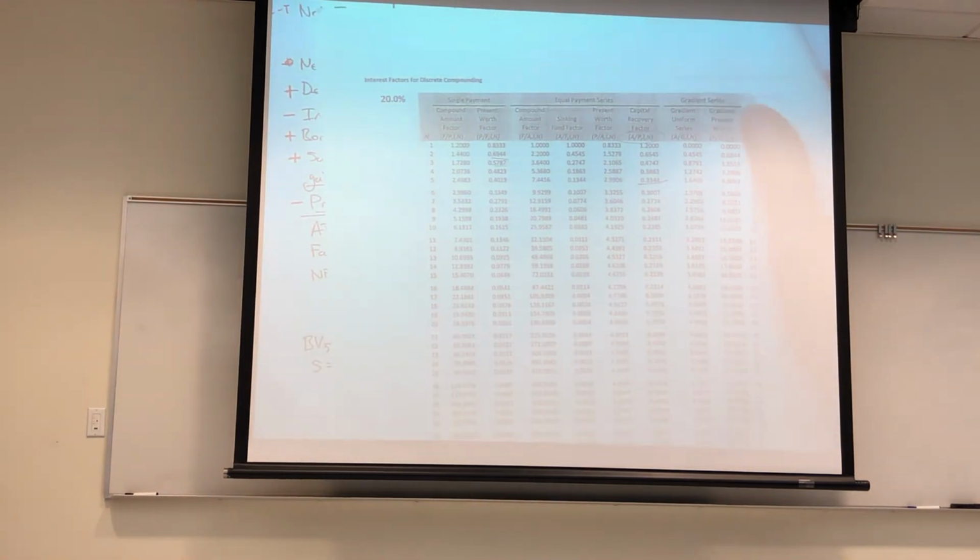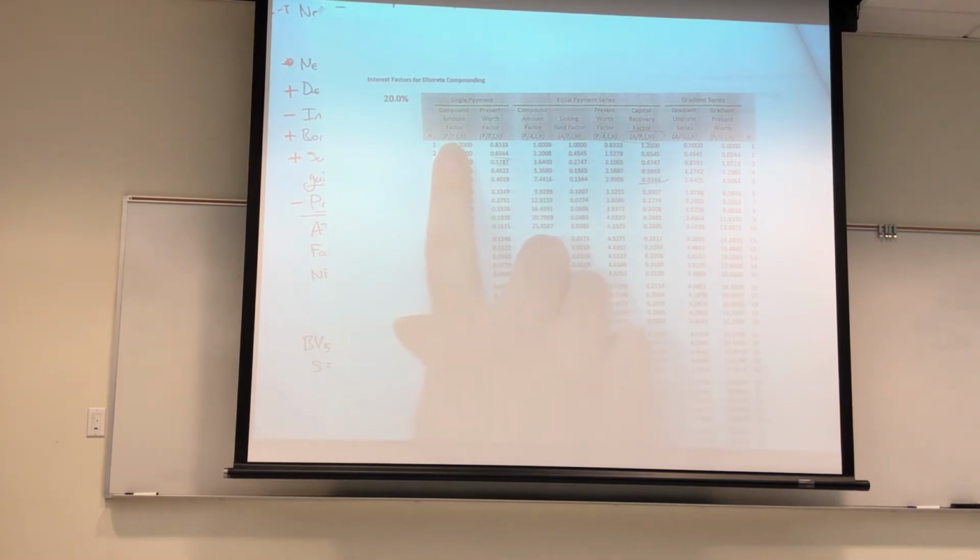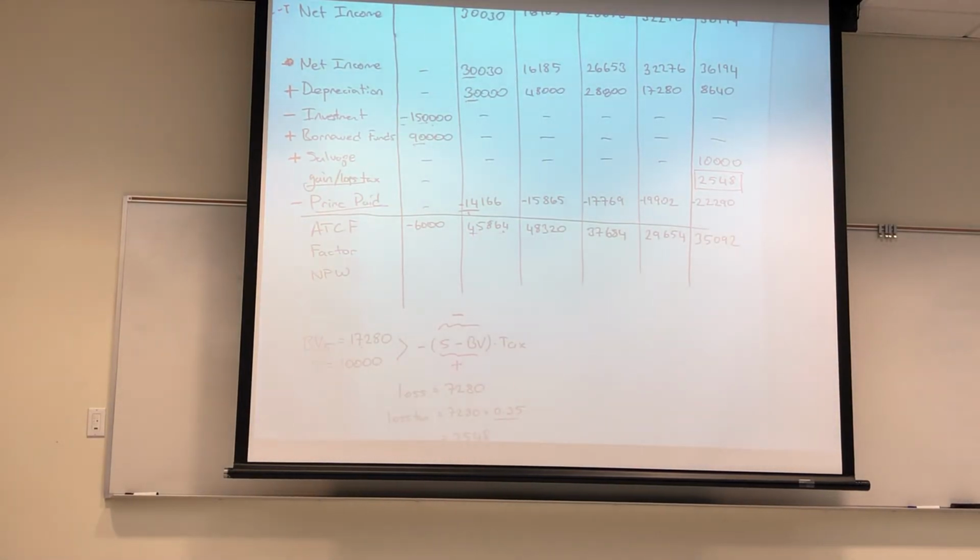Right here, since these are future values, we're going to move them into present, because this is net present worth, right? So let's write down our factors. Year 0 is always 1. 0.8333, 0.6944, 0.5787, 0.4823, 0.4019, right? We're almost done.